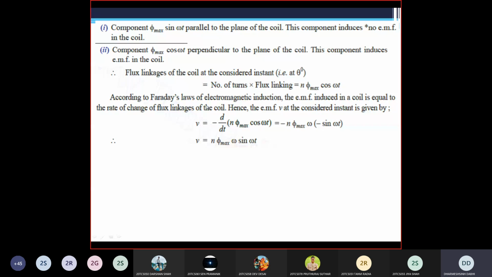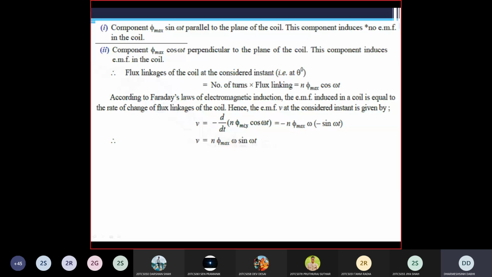As we know, according to Faraday's laws of electromagnetic induction, the EMF induced in the coil is equal to the rate of change of flux linkage of the coil. We know that it is N d phi by dt. Clear? So the same equation we use here. Here we measure the instantaneous value of voltage, so that's why we represent the voltage by small v. So v is equal to N d phi by dt. How much flux linkage? That is N phi max cos omega t.